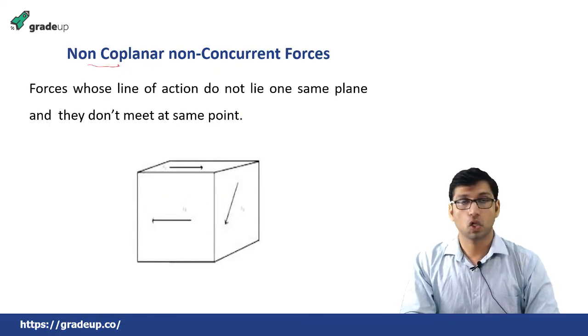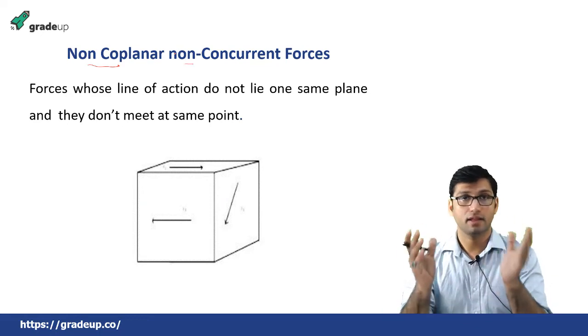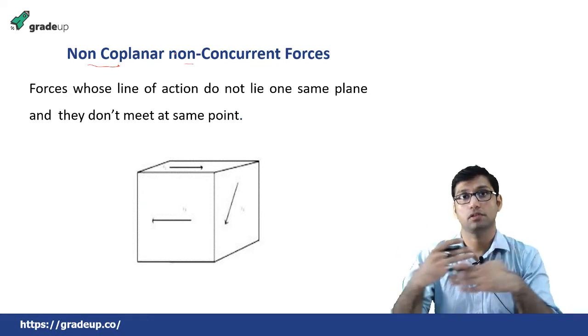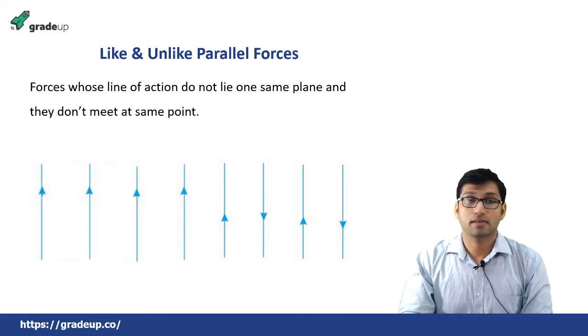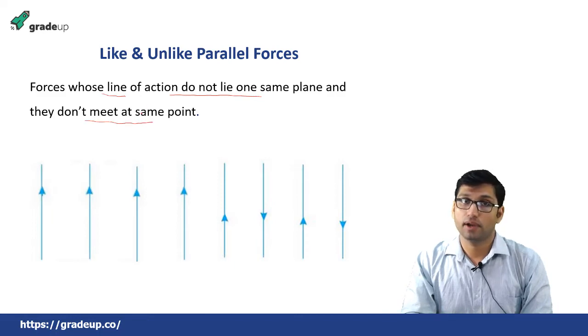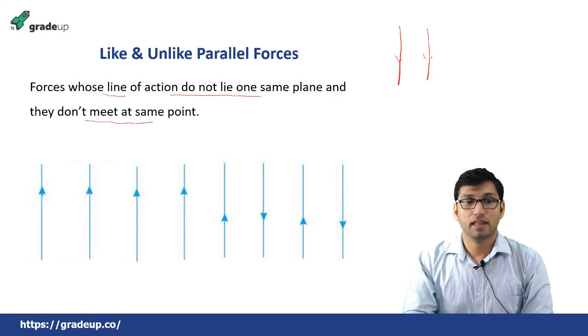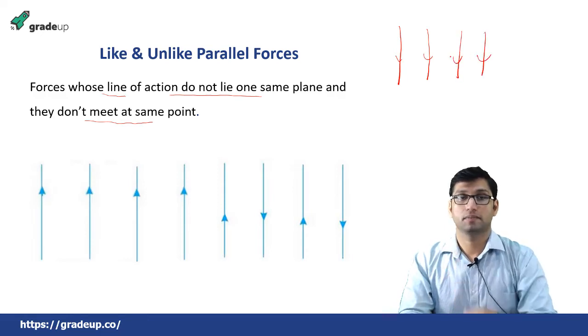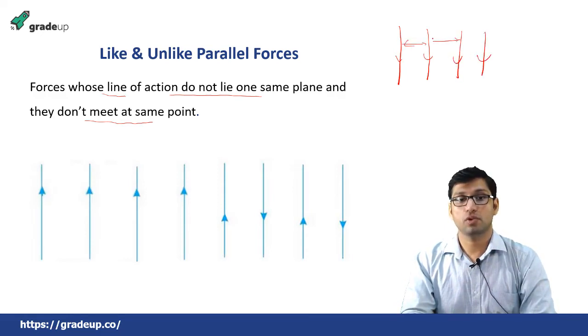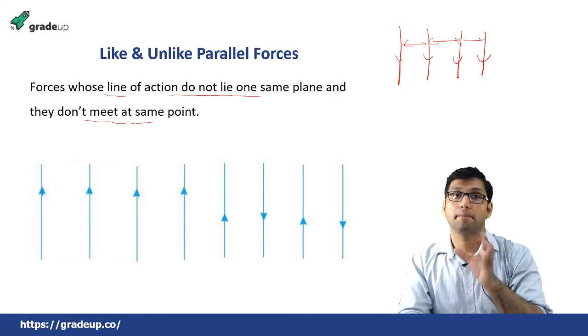And then is non-coplanar and non-concurrent. That means neither is the plane the same, nor do the forces meet at the same point. So that is called non-coplanar and non-concurrent forces. And the last is called parallel forces. Suppose the forces are acting in such a manner that they are not lying in the same plane and don't meet at the same point, but they are parallel to each other, at a fixed distance from each other. Then those forces are called parallel forces.